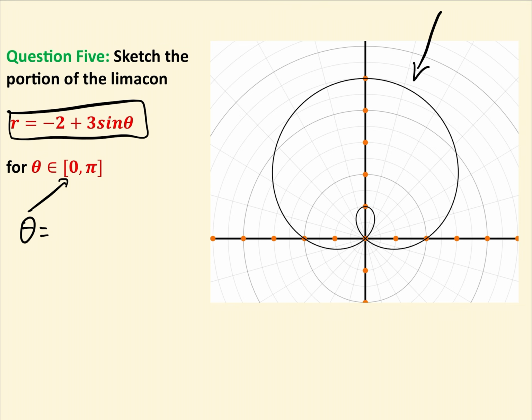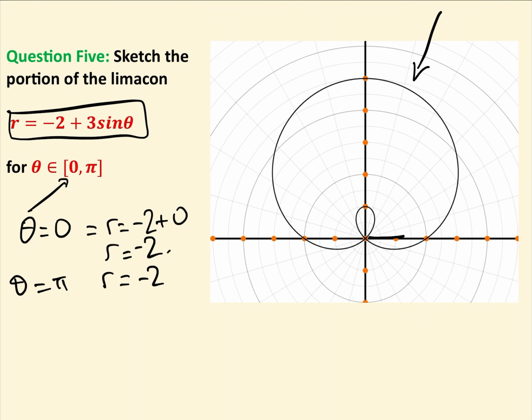So let's have a look again at theta equals 0. Well, that gives us r is equal to minus 2 plus 3 sine 0, which is 0, i.e. r equals minus 2. When theta equals pi, we again have r is minus 2 add 3 sine pi, which again is minus 2. So we've got to be a bit careful here.